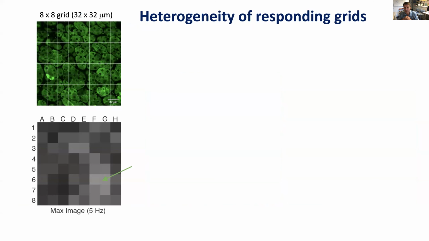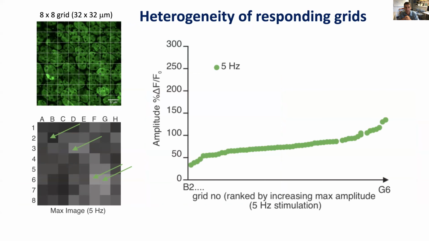What we did here to look at the heterogeneity across the responding grids was to essentially rank the grids based on the magnitude of the response in a particular grid. The grid that responds greatest here is G6. It has the lightest gray. And this is analyzed from a frequency where all the cells respond.